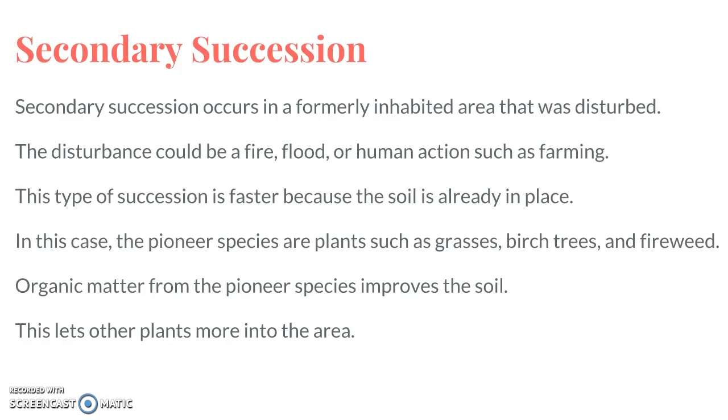Lastly, secondary succession. Secondary succession occurs in a formerly inhabited area that was disturbed. The disturbance could be a fire, flood, or human action such as farming. This type of succession is faster because the soil is already in place. In this case, the pioneer species are plants such as grasses, birch trees, and fireweed. Organic matter from the pioneer species improves the soil, and this will allow other plants to move into the area, as well as animals and things like that.